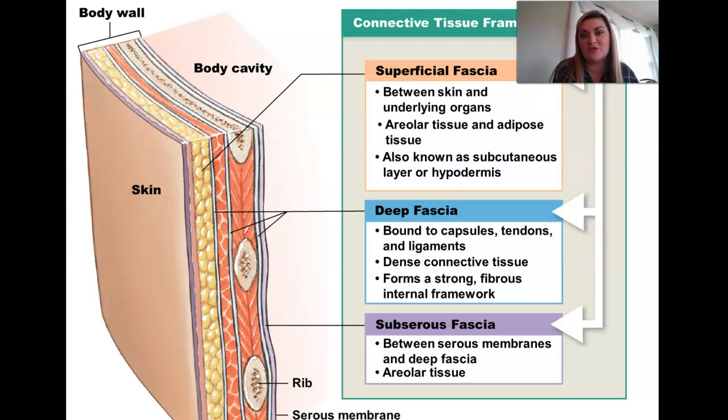Now the subserous fascia is going to be a connective tissue between serous membranes and deep fascia. Mainly it's going to be areolar connective tissue, and that's actually going to separate the serous membranes and the wall from the inside of the body cavity and the muscles. So then it can actually function separately from those two.